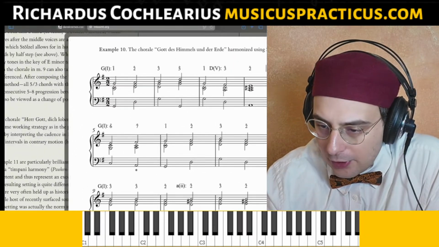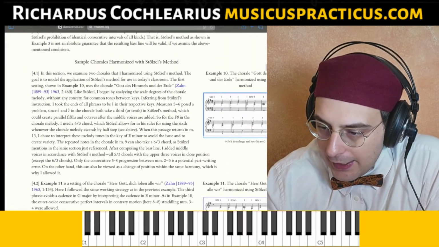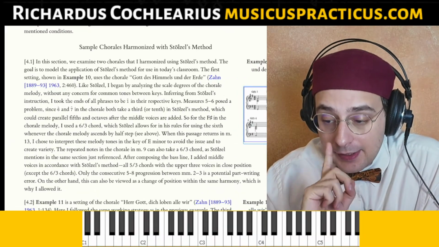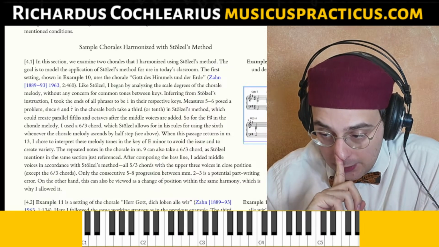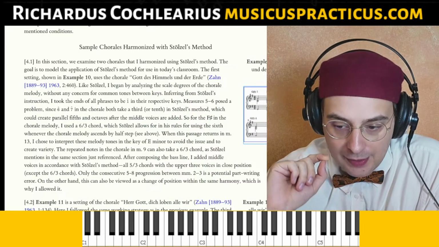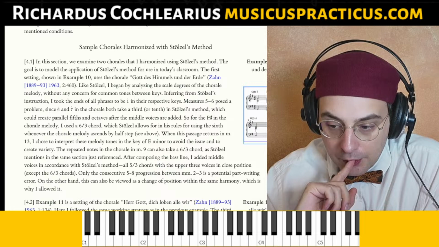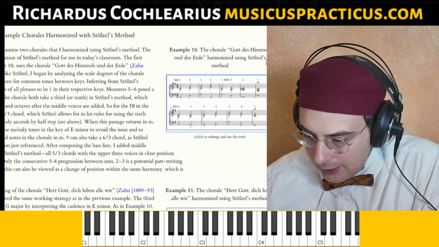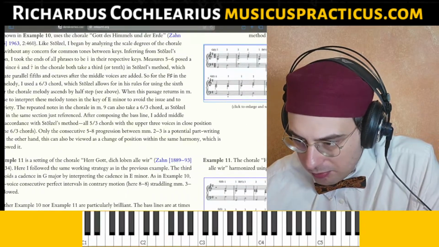Okay, this is the chorale, the harmonization of the chorale. Now, like Stölzel, I began with analyzing the scale degrees of the chorale melody without any concern for common tones between keys.